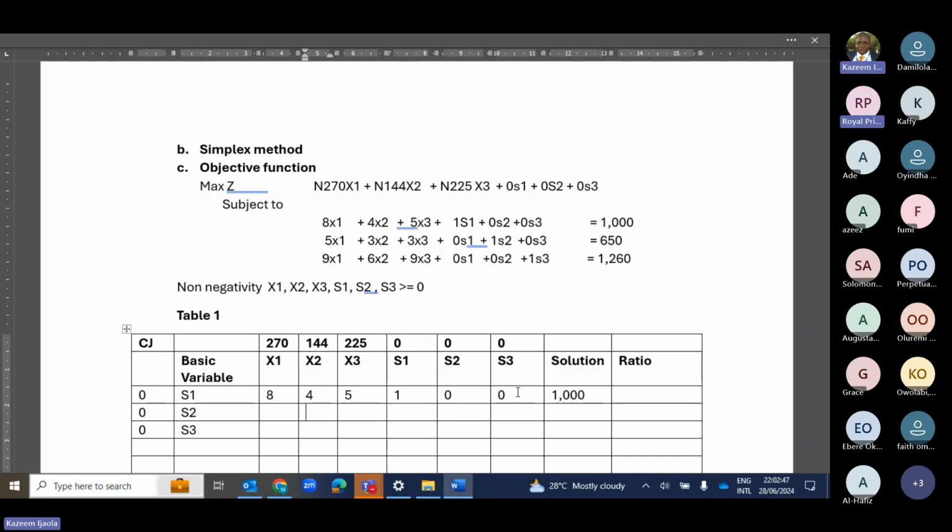Yes. Let me tell equation 2. Let another person say equation 2. Who wants to say equation 2 for us? Anybody? 5, 3, 3, 0, 1, 0, equal to 650. Yeah. Who wants to say equation 3? Anybody? 9, 6, 9, 0, 0, 1, equal to 1260. Perfect, perfect. My head is swelling now.